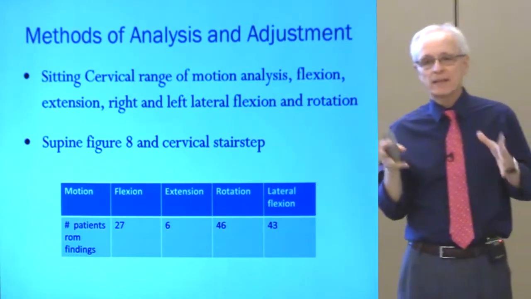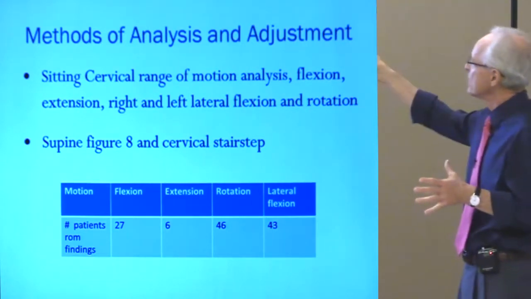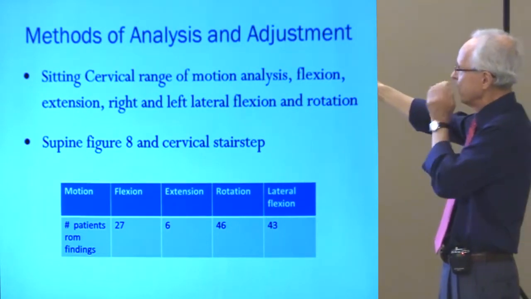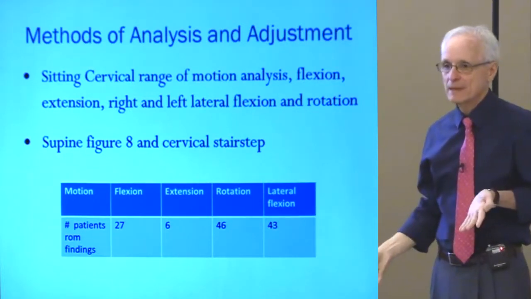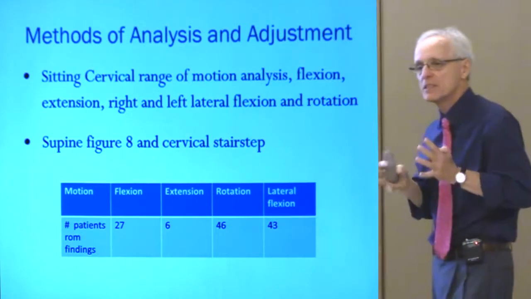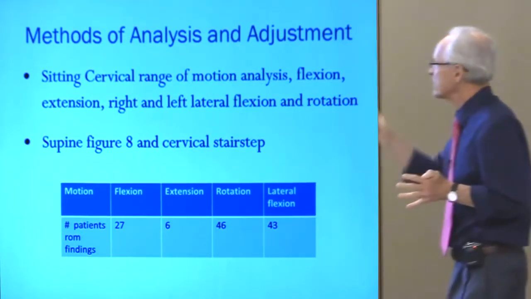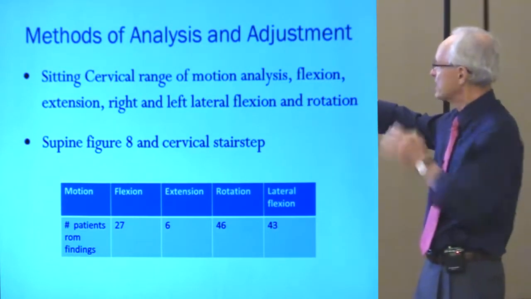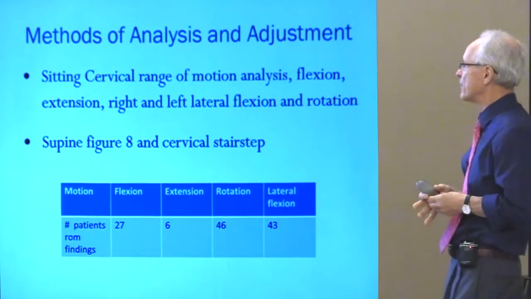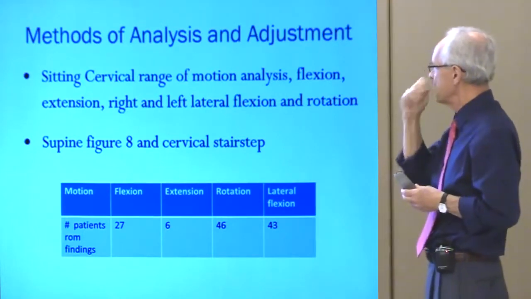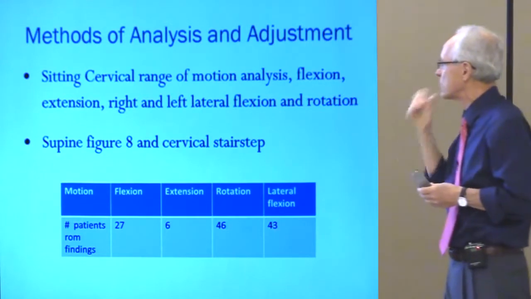We're going to talk about the clinical entities that we used here, but range of motion analysis is a big part of it, as is supine figure 8 and cervical stair step. And I tried to bring them together and see if they have a correlation, and I think they do. Of these 48 people, 27 had limitations in flexion, 6 in extension, 46 in rotation, 43 in lateral flexion.